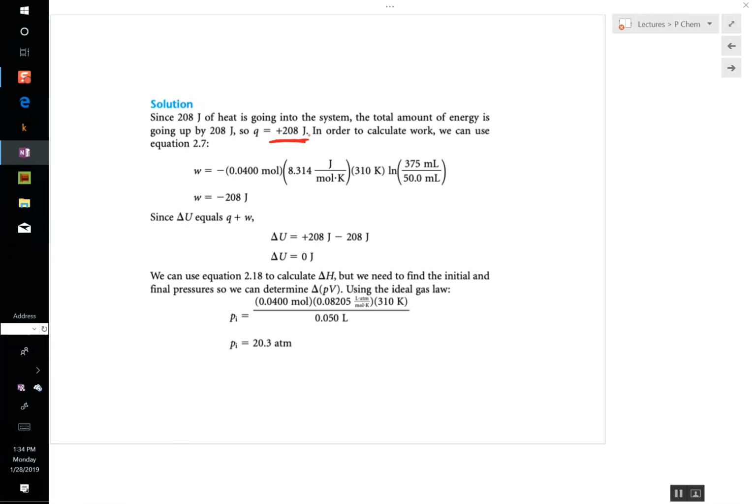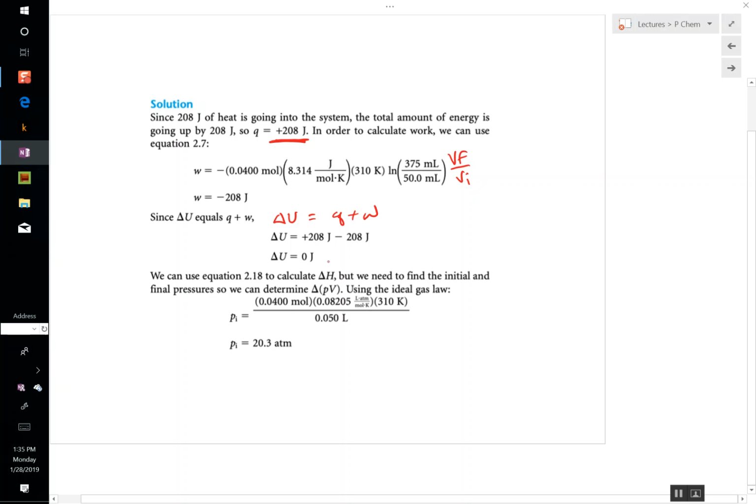To calculate the work, you can use that equation 2.7. It's expanding. This is your VF over VI. It's expanding, so that's going to be positive. The log of that is positive. The equation has a negative sign on it. So the work is negative 208 joules. So the delta U, the delta U equals Q plus W, is 0.